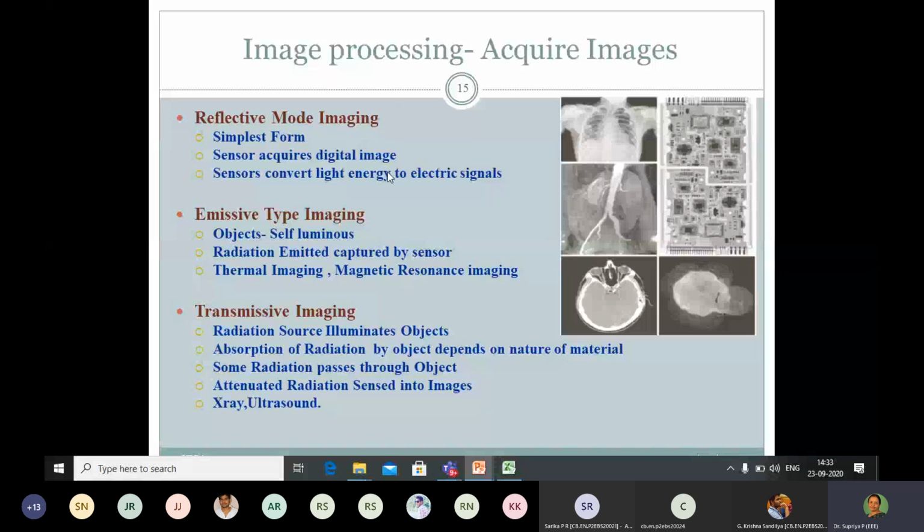The last one is the emissive type of imaging, which is based on objects that are self-luminous. I was mentioning thermal imaging, and magnetic resonance imaging are the best examples of emissive type imaging. The radiation emitted and captured by the sensor comes under the category of emissive type imaging.